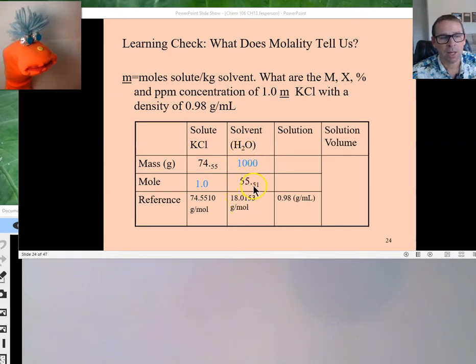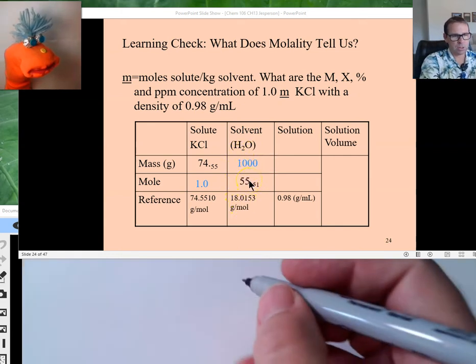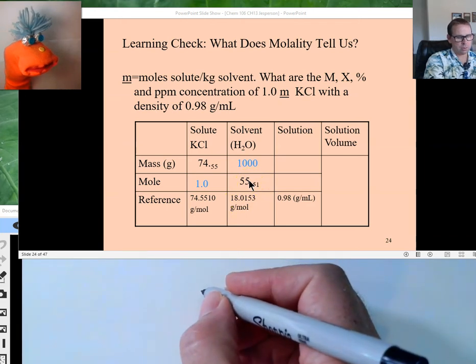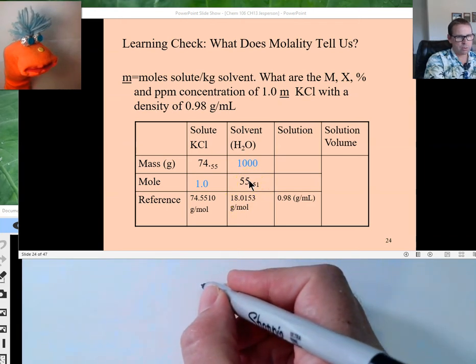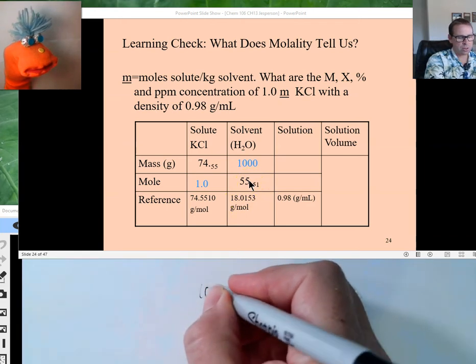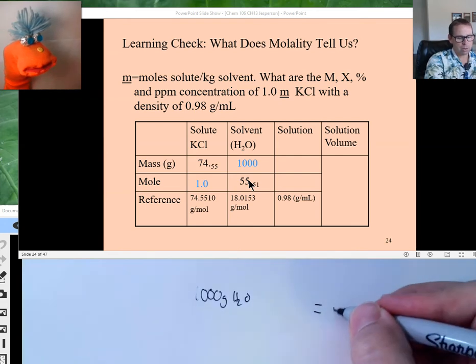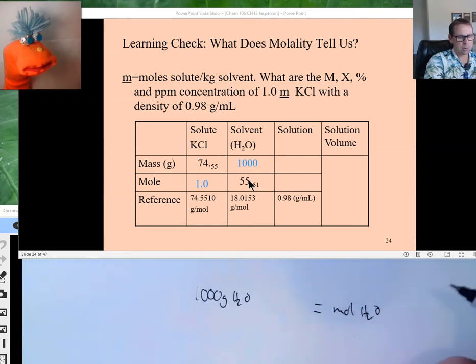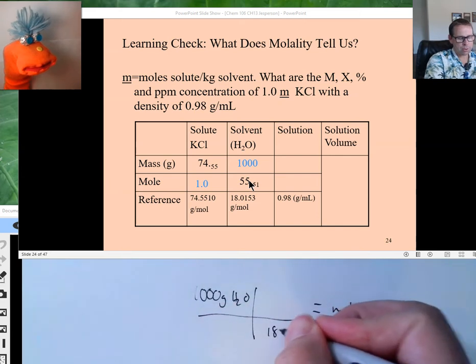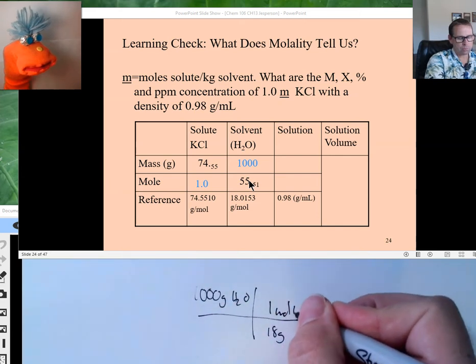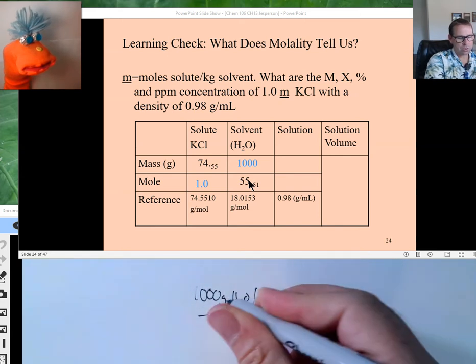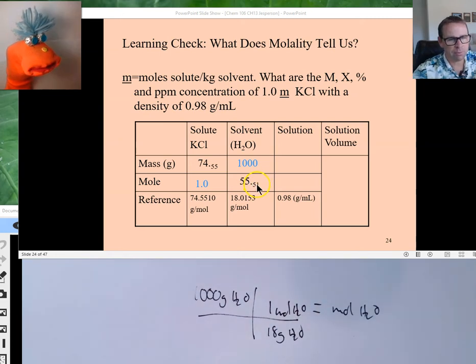Okay, so if that wasn't clear, let me redo this for you manually here. We have 1,000 grams of water, and we were wondering how many moles of water that is. For every 18 grams of water, I know that there's 1 mole of water. So that divided by my 18 is where I got that 55.51.